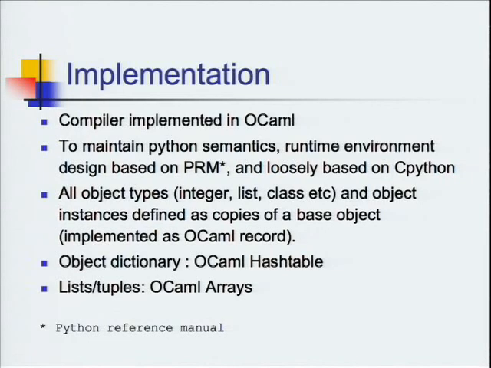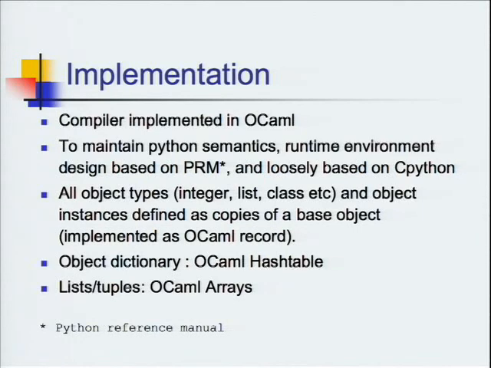I'm implementing the compiler in OCaml. So I have a compiler that I'm writing in OCaml, and I'm translating Python to OCaml. To maintain the Python semantics, which can be pretty complicated, first of all, I'm basing my design on the Python reference manual and loosely structuring my compiler, or designing my architecture, based on the current Python implementation, which is CPython, the standard Python interpreter.